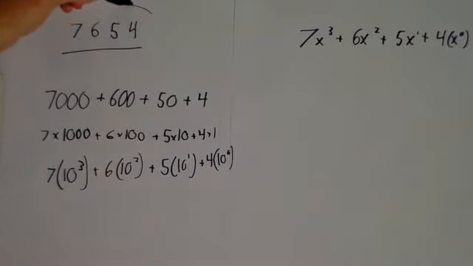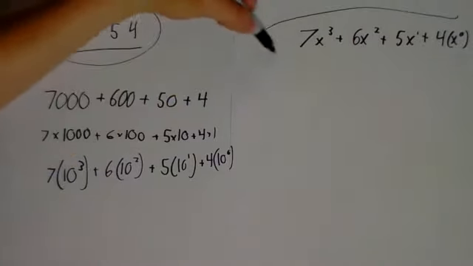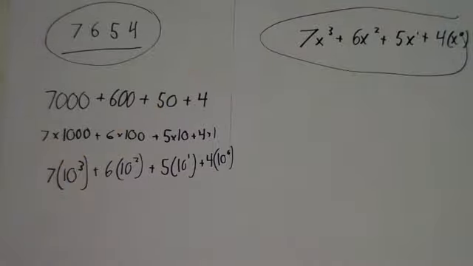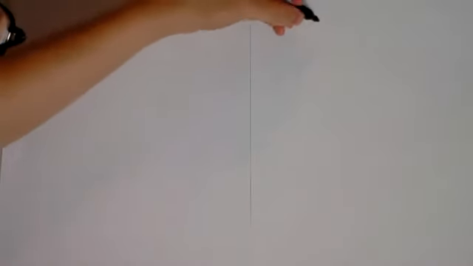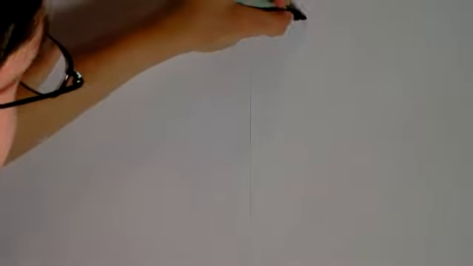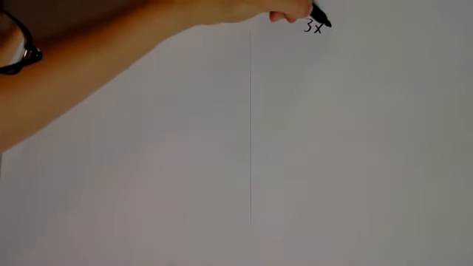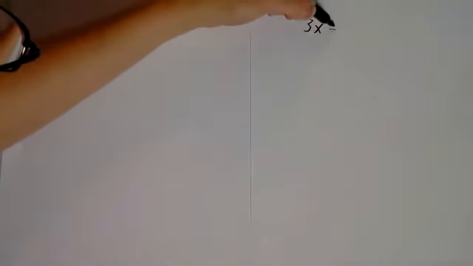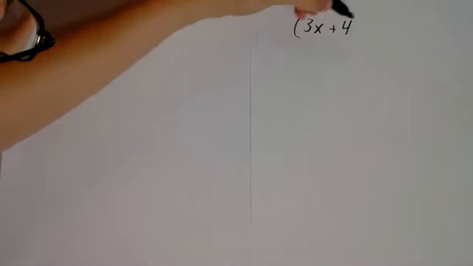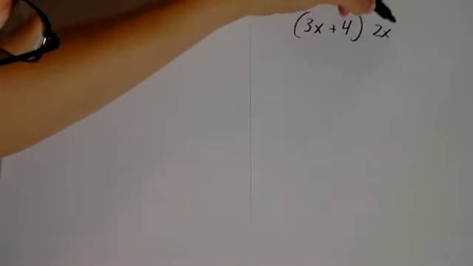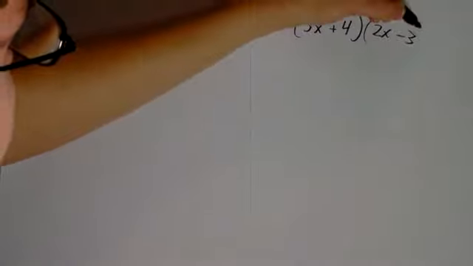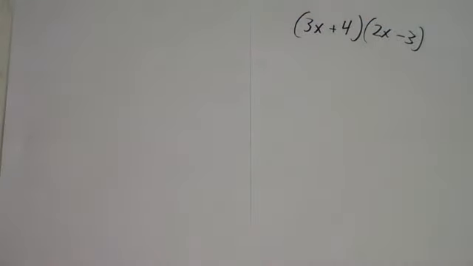Arithmetic is doing things in base 10, algebra is doing things in base x. And let me show you why that's helpful. Alright, let's take this problem right here: 3x plus 4 times 2x minus 3. How do you multiply these two numbers together?